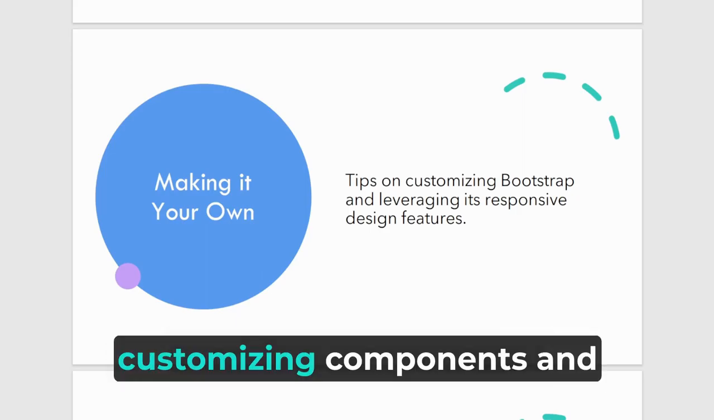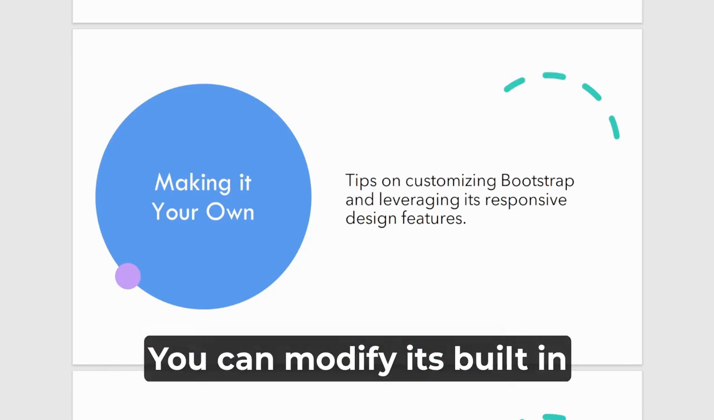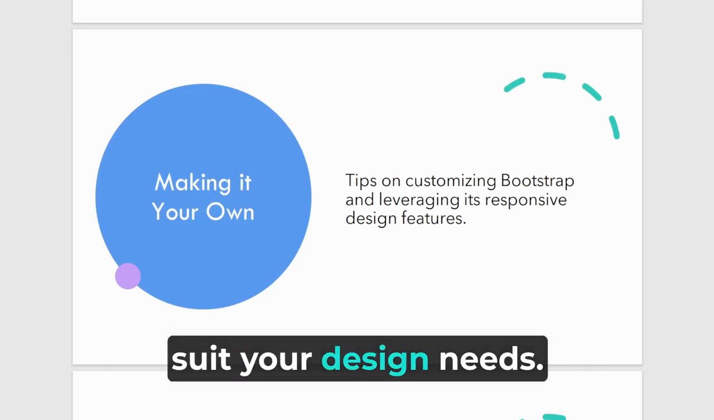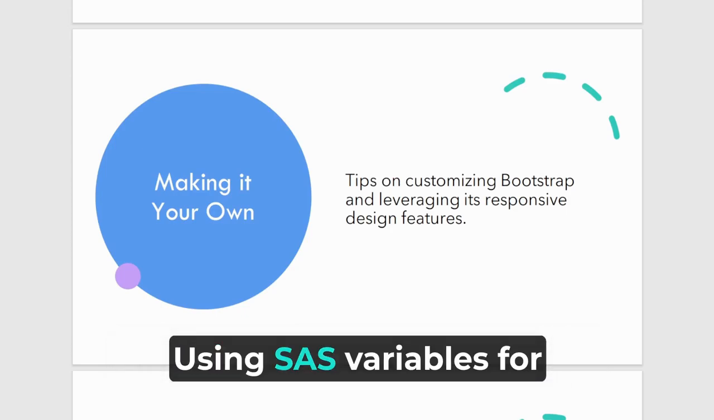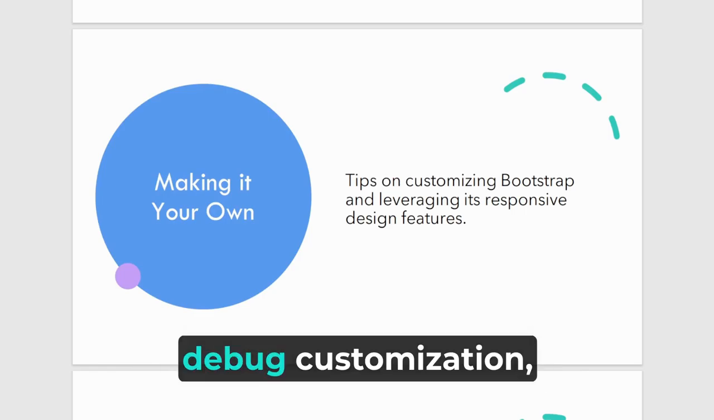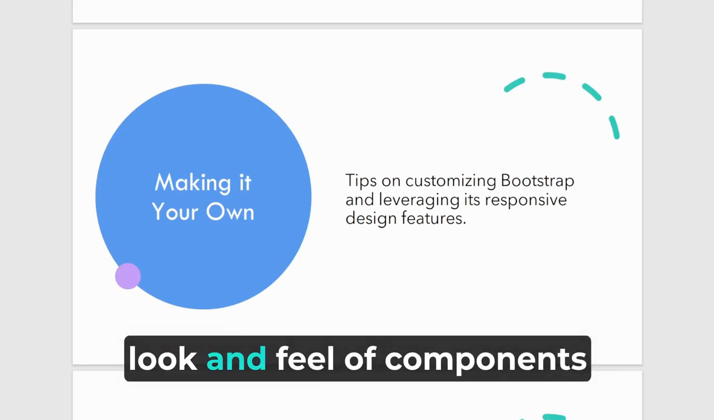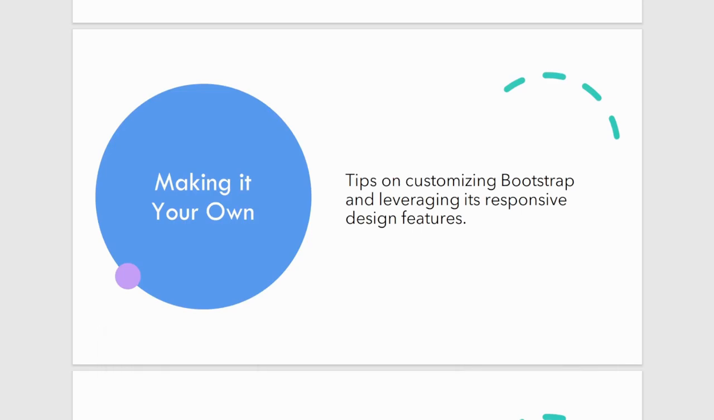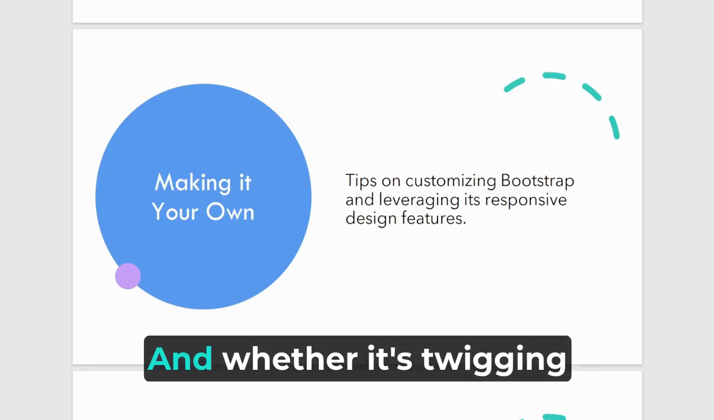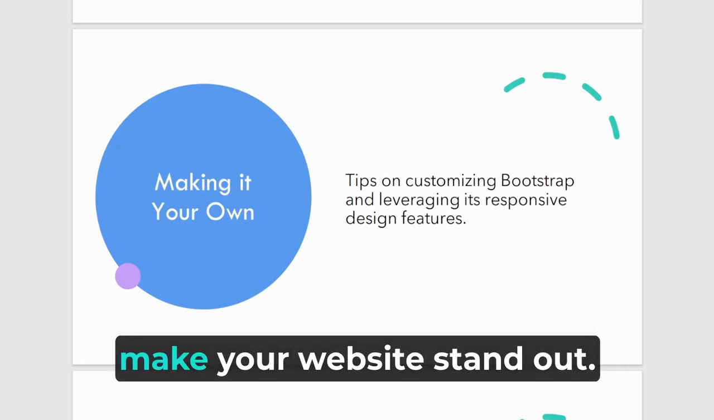Customizing Bootstrap. Customizing components and themes. Customizing Bootstrap is straightforward. You can modify its built-in components and themes to suit your design needs. This is where Bootstrap's true power lies, in its flexibility. Using Sass variables. For deeper customization, Bootstrap uses Sass variables. This allows you to change the look and feel of components globally, making your design consistent and unique. Whether it's tweaking a button's color or adjusting a navbar's layout, these small changes can make your website stand out.